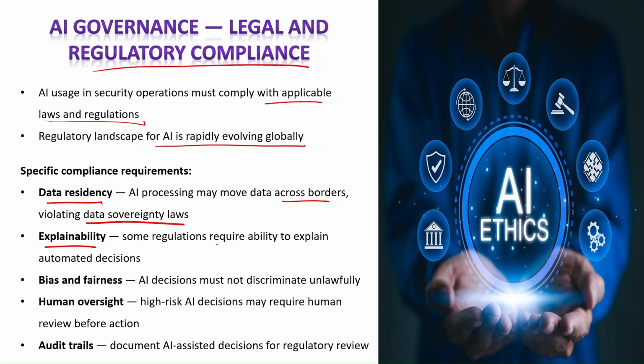Explainability. Some regulations require the ability to explain automated decisions. Bias and fairness. AI decisions must not discriminate unlawfully. Human oversight. Here, high risk AI decisions may require human review before action. And audit trails, so documented AI assisted decisions for regulatory review.